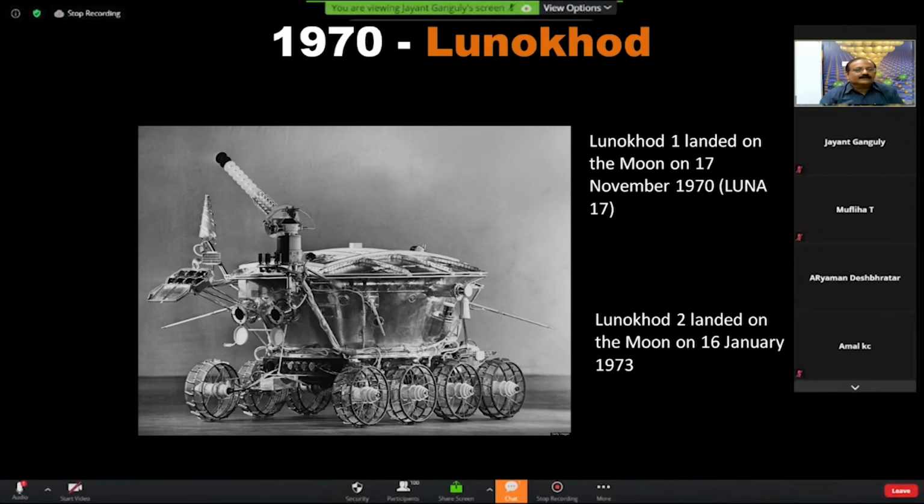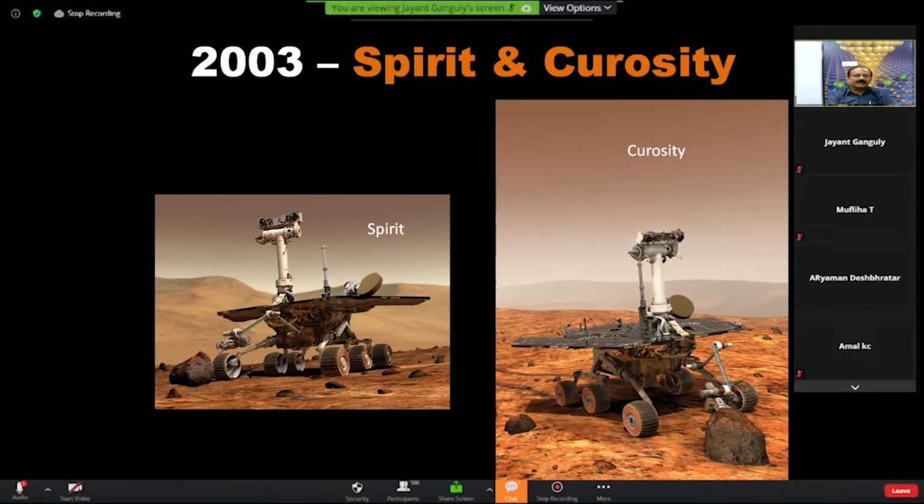A lot of information from those data was transmitted by these robotic systems. Then, starting in 1970, Lunokhod was built by the Russians. Lunokhod 1 landed on the Moon on 17 November 1970, and Lunokhod 2 landed on the Moon on 16 January 1973. These all moved around and gave a lot of data which was useful for us. And then in 2003 we had Spirit and Curiosity. The pictures are shown here.